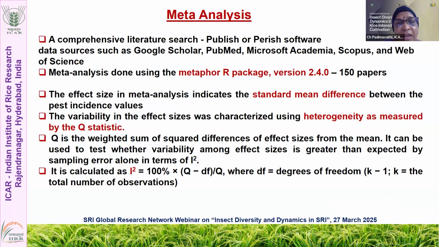So in addition to this, we have done a meta-analysis, particularly to see whether the already published reports about pest incidence in SRA show any similarity or difference. For that, we used the meta package in R, version 24. We collected all the literature using Publish or Perish software, and then calculated the standard mean difference, which is known as the effect size, and also the I-square value, which is based on the Q statistic. That shows whether there is heterogeneity or not.